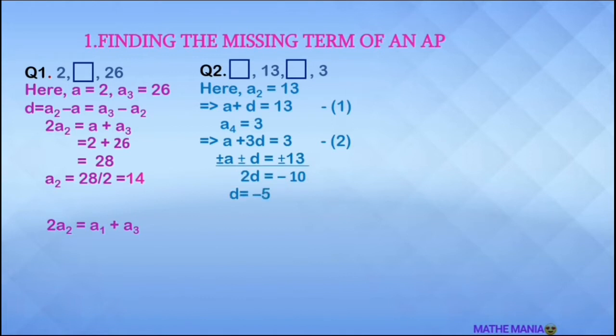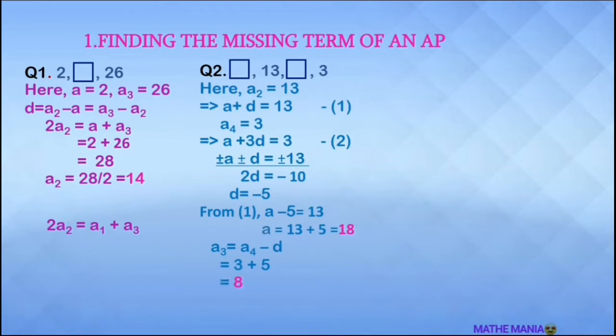or d is minus 5. Now that we have got d, by putting it in equation number 1 or 2, we can easily find out a. So from 1 we get a minus 5 is equal to 13 or a is equal to 13 plus 5 equal to 18. a3 can easily be obtained by subtracting the common difference from a4, and hence it is 3 plus 5 that is equal to 8. So children, is this method clear to you?